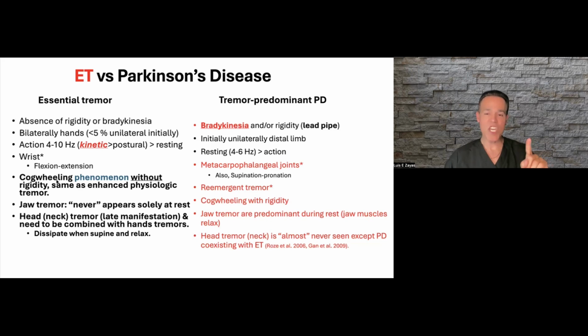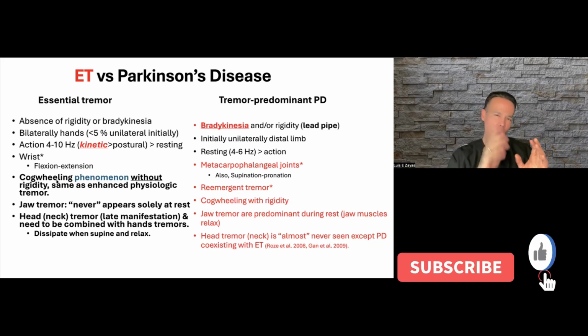Now, when you say rigidity, it's different because rigidity should not be present in essential tremor, in pure essential tremor, okay? So the cogwheel phenomenon is the tremor superimposed to the lack of relaxation of the limb that you are moving. That's the cogwheel phenomenon. And you should document it as a cogwheel phenomenon and not cogwheel rigidity.